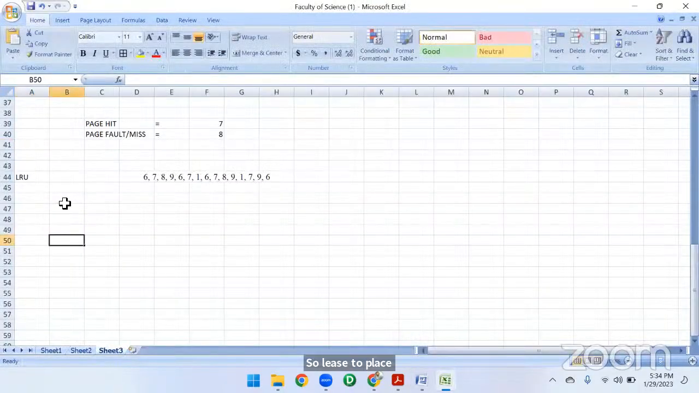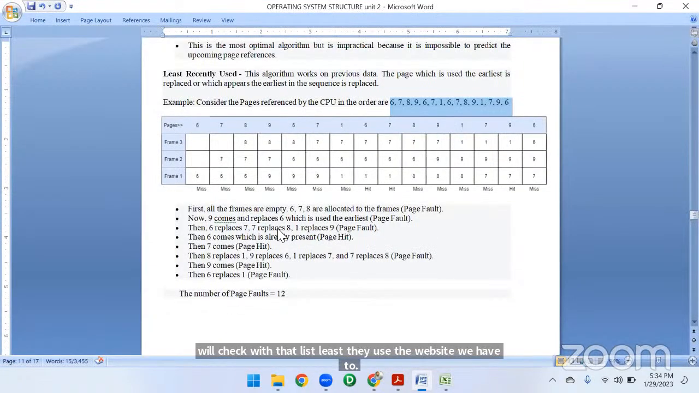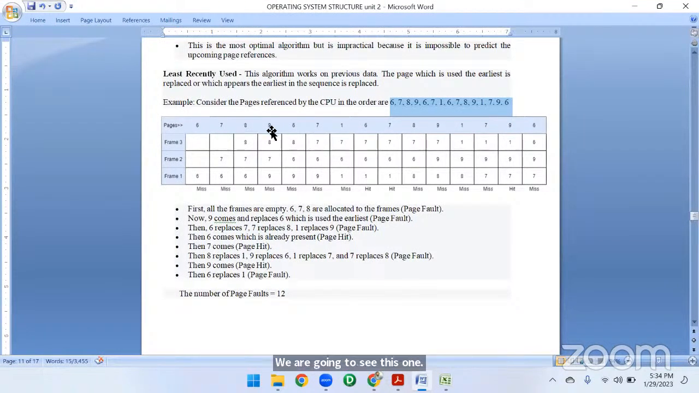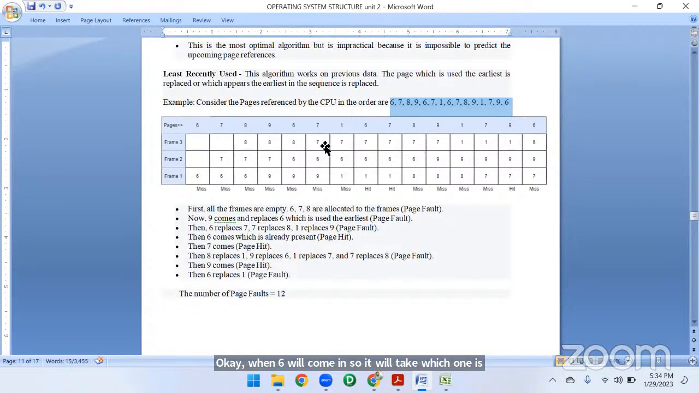Here, it checks which one is least recently used. We are going to see this from the left side now. When 9 comes here, previously which one was most recently used? When 6 comes here, it checks which one was last used. 7 will come here.